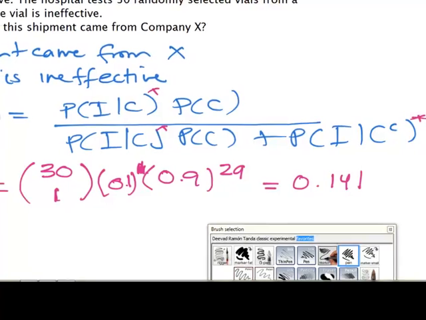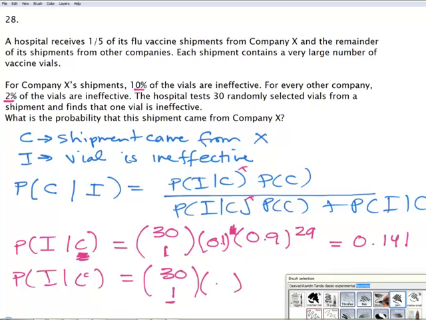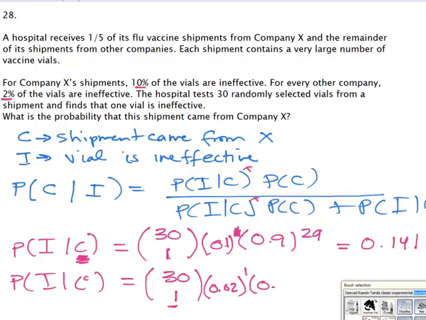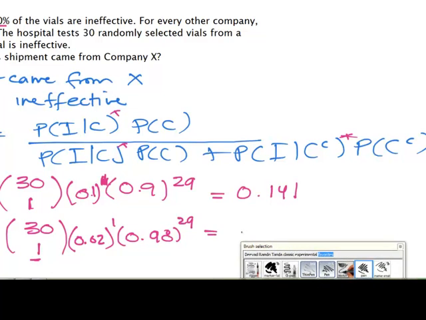Now the next one is I given not C. So here all of the vials came from other companies. So out of the 30 that were selected, one was ineffective, but the probability of this one being ineffective is going to be given by 2%. So it's going to be 0.02 to the first power times 0.98 to the 29th power. And this is going to be 0.33.